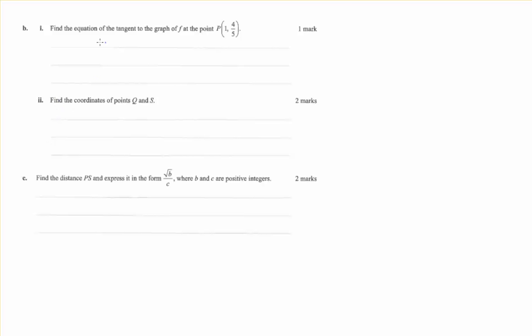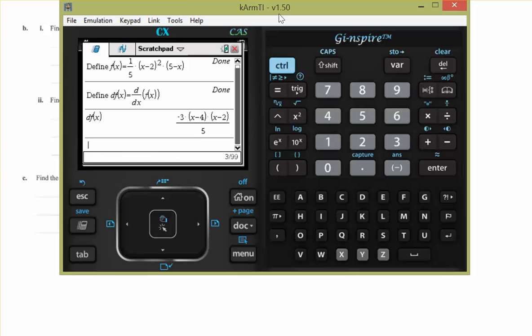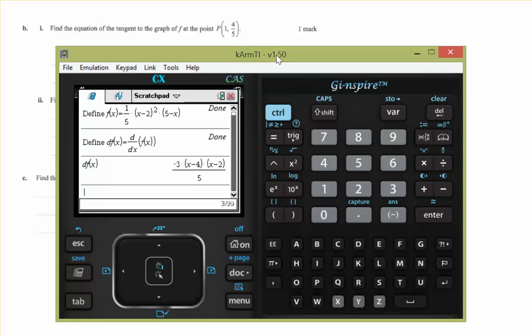This is question 1, part B and C of the extended response. Here we're required to find the equation of the tangent to the graph at this point. So this is worth 1 mark now. Finding a tangent a few years ago would be 3 or 4 marks. Now, because you have this as calculator, it's only worth 1 mark.